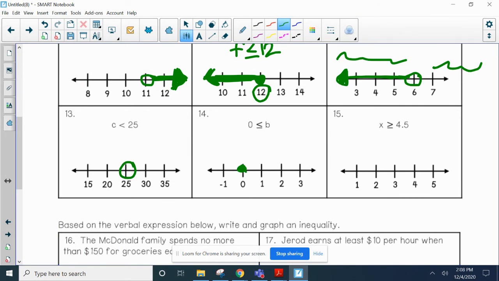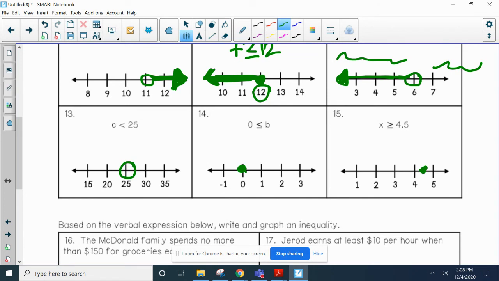X is greater than or equal to 4.5. Closed or open? Closed. Why? Because it includes it. That's right. And where's 4.5? That's right. Halfway between 4 and 5. Awesome. So now let's figure out which direction we're going.